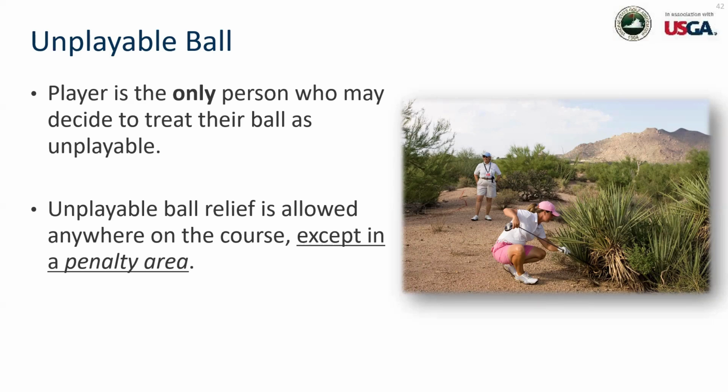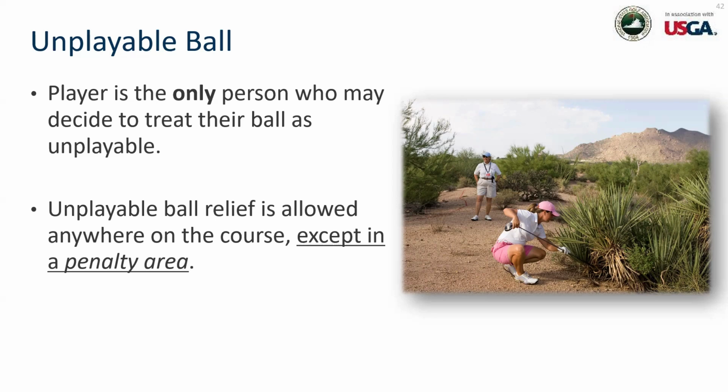It is an option to the player, and they're the only ones who can decide to treat their ball as unplayable. Unplayable ball relief is allowed anywhere on the course, except for in a penalty area. So we just covered those penalty area rules. If your ball were to be in a penalty area, you wanted to play it, fine, but you aren't able to take unplayable ball relief to stay in the penalty area. The rules are going to say, hey, we're giving you options to get out of the penalty area. We're going to let you use those rules, but we're not going to let you double dip and use the unplayable ball relief rules too.